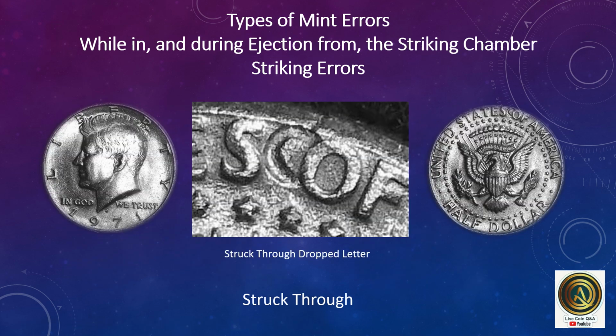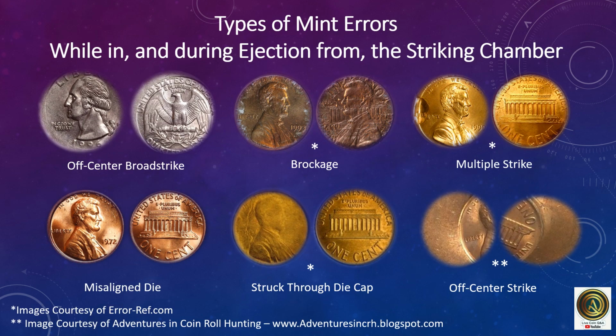Here's an example of a struck through dropped letter, where dirt and debris had clogged the die in this area, and that dirt and debris in the shape of the O fell off, and the coins were struck over that dropped letter. Here's more examples of while in and during ejection from the striking chamber.